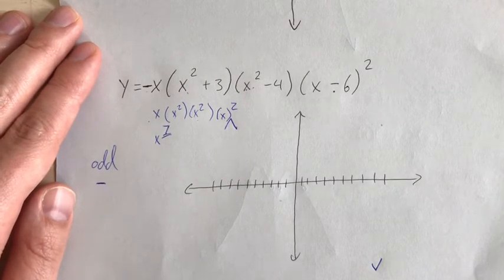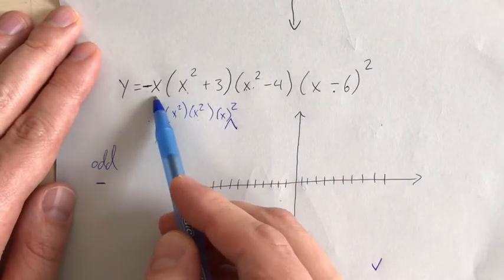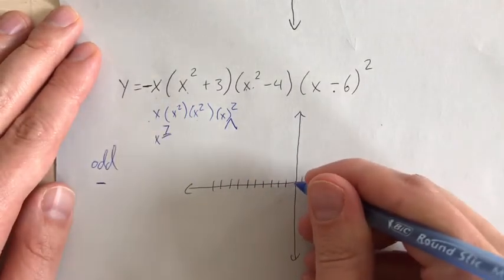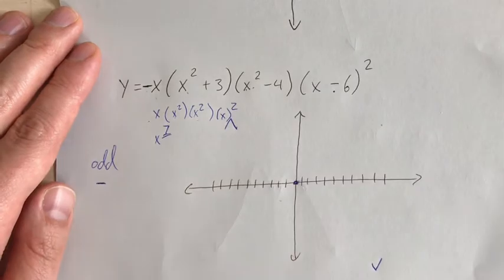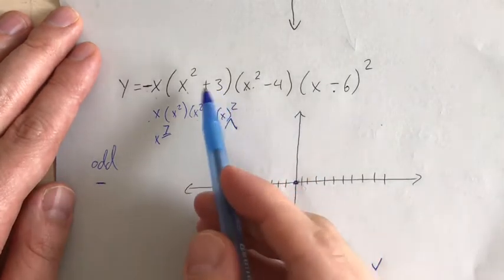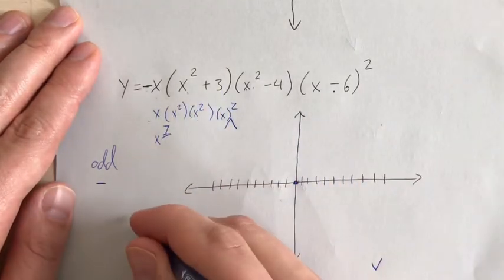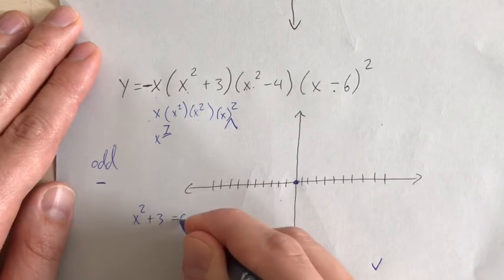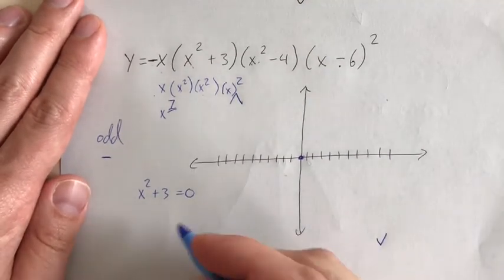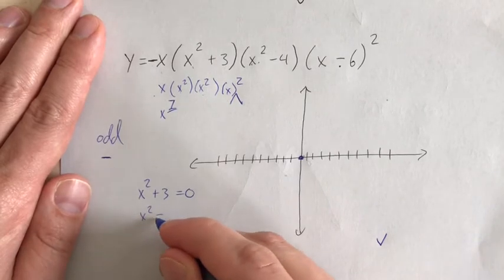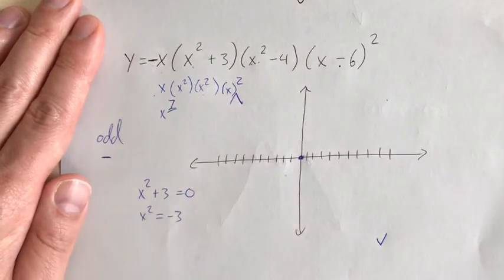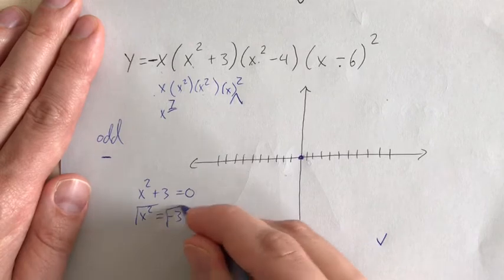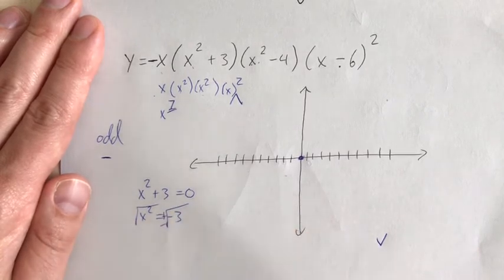Let's go ahead and get the x-intercepts next. So we're going to start with this lone x. That's going to be an x-intercept at 0 because we're going to set it equal to 0. So there you go. Now, this one's going to take a little bit extra work. So I'm actually going to do this by hand. x squared plus 3 equals 0. Solve for x. So I get x squared equals negative 3. I'm going to square root both sides and get plus or minus the square root of negative 3.